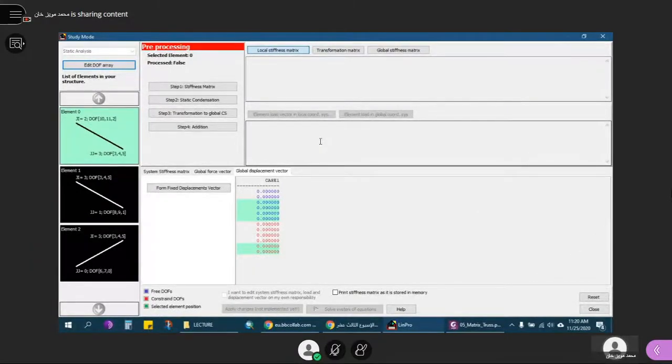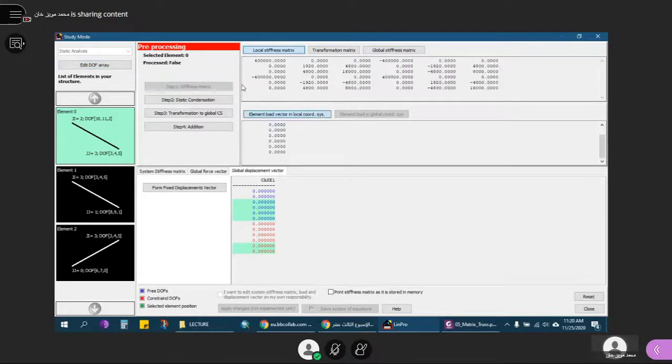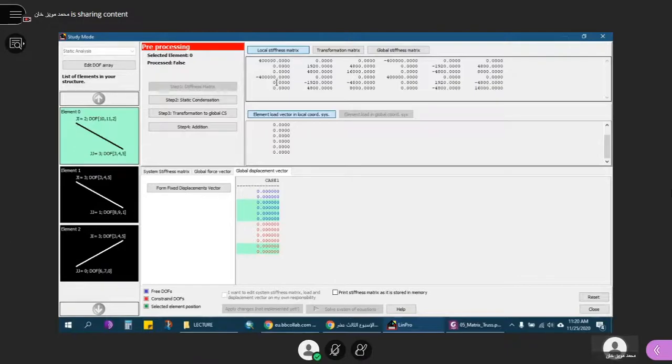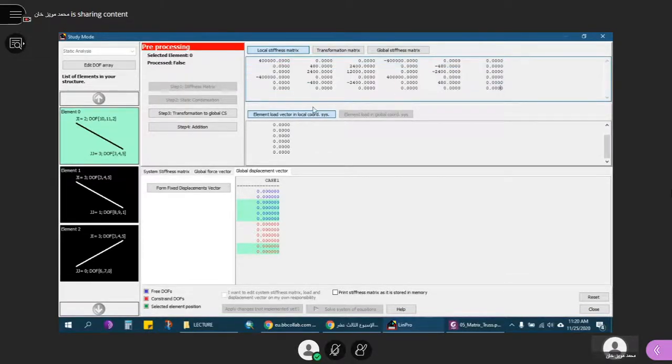So what do we do here? Step 1, click on step 1. You have this matrix given over here, 6 rows by 6 columns. Next, step 2, static condensation. As you can see, this has become 0. They have eliminated the last row and the last column. That is called reducing the matrix as per requirement.